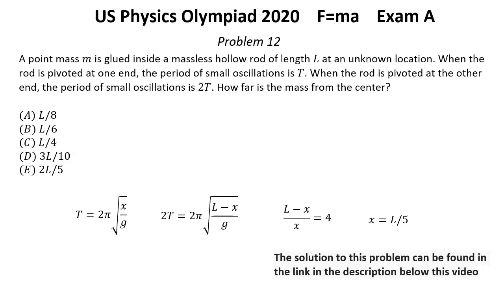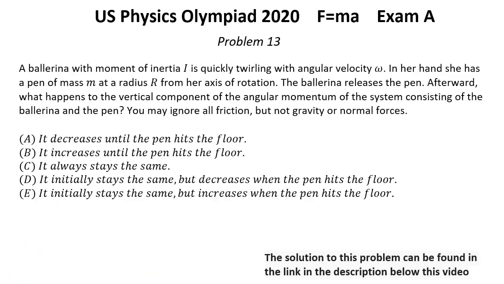And the last step is to calculate the distance from the center. That will be L over 2 minus L over 5, which is 3L over 10. And this is answer D. That was the solution for problem number 12.